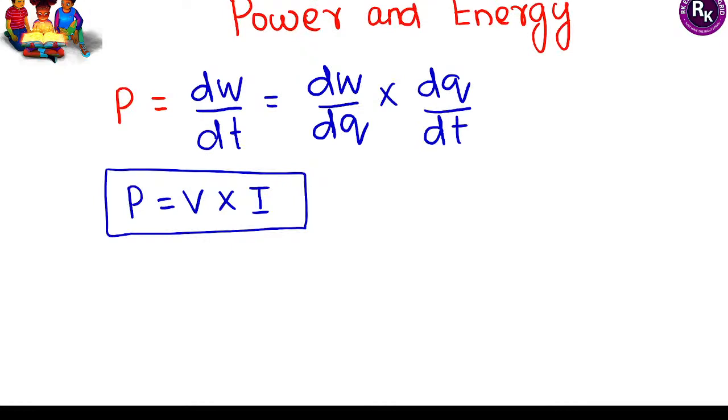Next, if you are talking about power and energy, we know the direct formula of power, P = dW/dt. If you want to define it in terms of voltage and current, of course we can. This equation can be rewritten as dW/dq into dq/dt. We can simply call it power. So P = V into I.